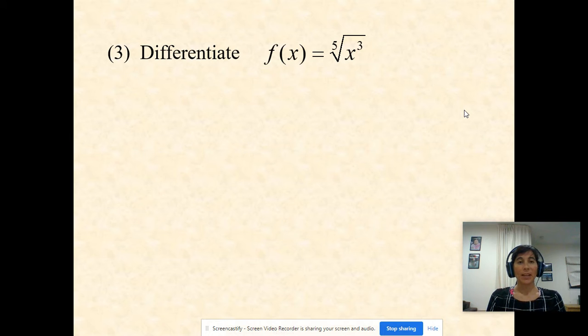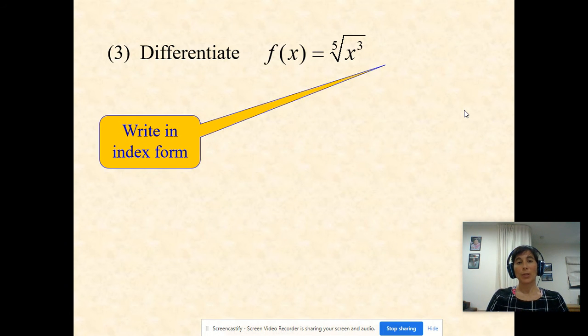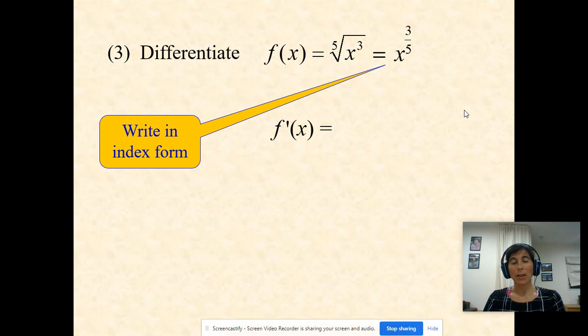Example 3. Differentiate the function, the fifth root of x cubed. So in this case here, what you want to do is write it in index form. If you remember from last year, the power lines go on the top and the roots of a tree go on the bottom. So we're writing that as x to the power of 3/5.